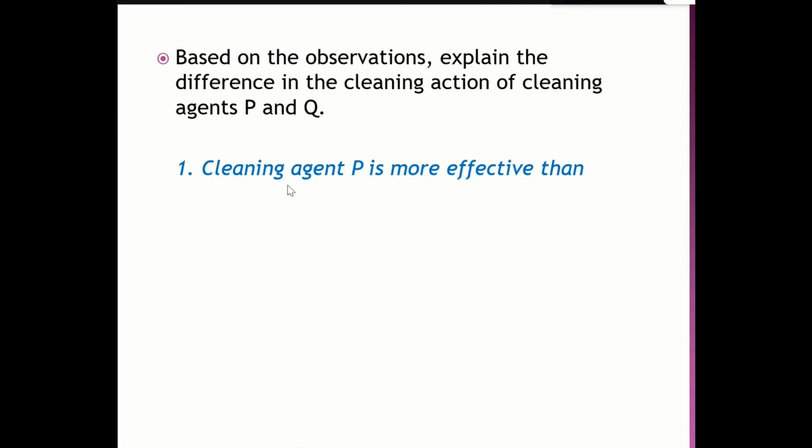The cleaning agent P is more effective than Q. Point one, no problem, because based on the observation we can see it very clearly. And coming up with number two, why they show you the difference? So come up with this.